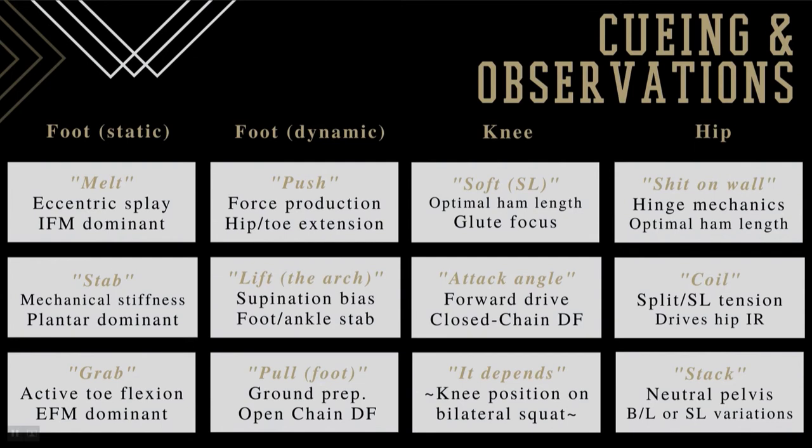Last one, stacking. This is a much more common cue, but stacking is just a way to get the athlete to establish a neutral pelvis, albeit a bilateral or a single leg variation. But this is something that we'll also kind of throw the ribs in the mix with as well, where we want to see the canister of the ribs stacked on top of the pelvis, being neutral, stacked over top of the foot and the ankle to give us an empirical center of mass.